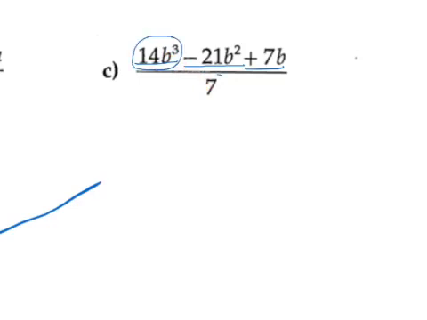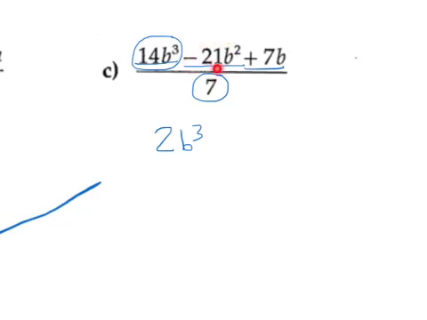And it's going to divide by the bottom. So I go 14 divided by 7, and I get 2. And there's 3 b's up top, or b to the power 3, but none down on the bottom, so the b's stay the same. Then I move on to the next one.